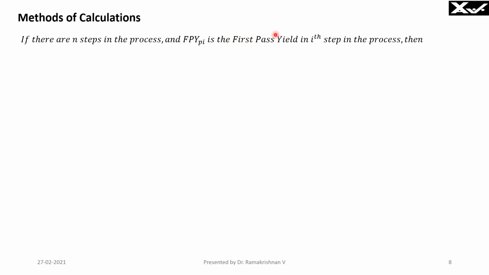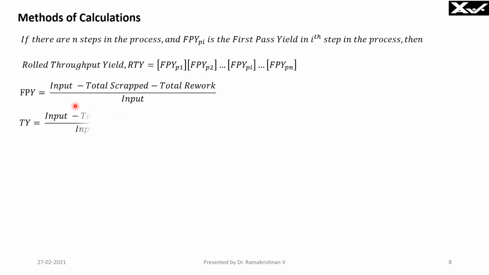is the first pass yield in the ith step in the process, we will have to multiply for all the steps: FPY P1 multiplied by FPY P2. Likewise, for all the n steps, we have to take the first pass yield and take the product. Now, first pass yield is given by this relation. We have also seen the example.